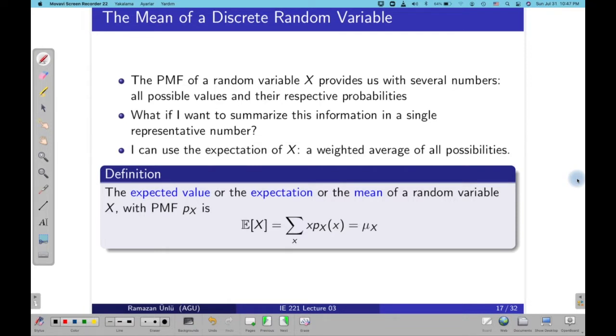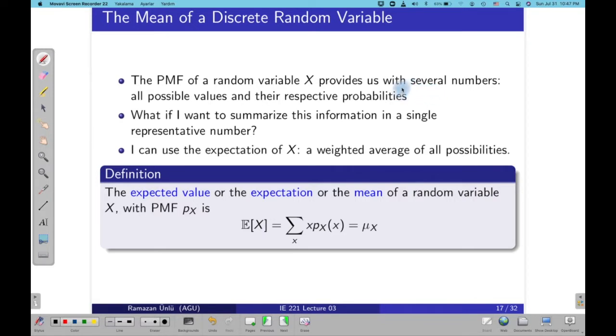So far we have discovered the random variables, the PMF of them, the probability mass function, and then we have covered the cumulative distribution function. So the PMF of a random variable x provides us with several numbers, right? All possible values and their respective probabilities. You remember from the rolling a die example. But let's say I want to summarize this information in a single representative number.